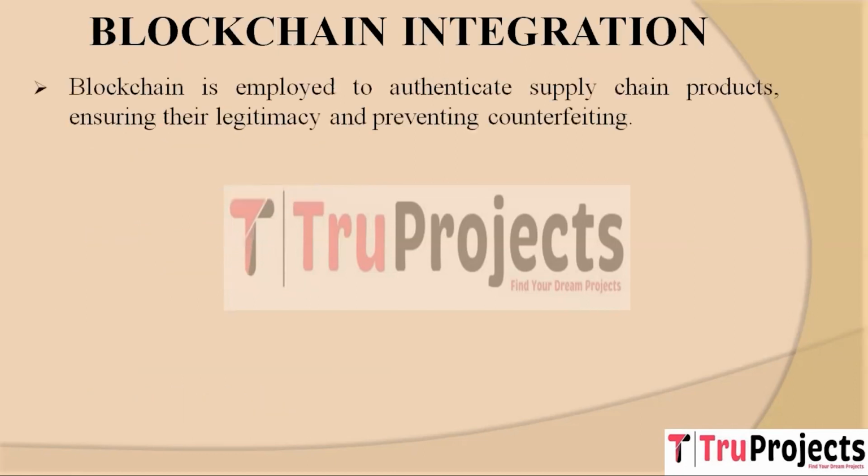Blockchain integration. Blockchain technology is utilized to verify the authenticity of products as they move through the supply chain. Each product is associated with a unique identifier or digital record on the blockchain, making it possible to track the product's journey from its source to the end consumer. This transparency ensures that products are legitimate and not counterfeit.